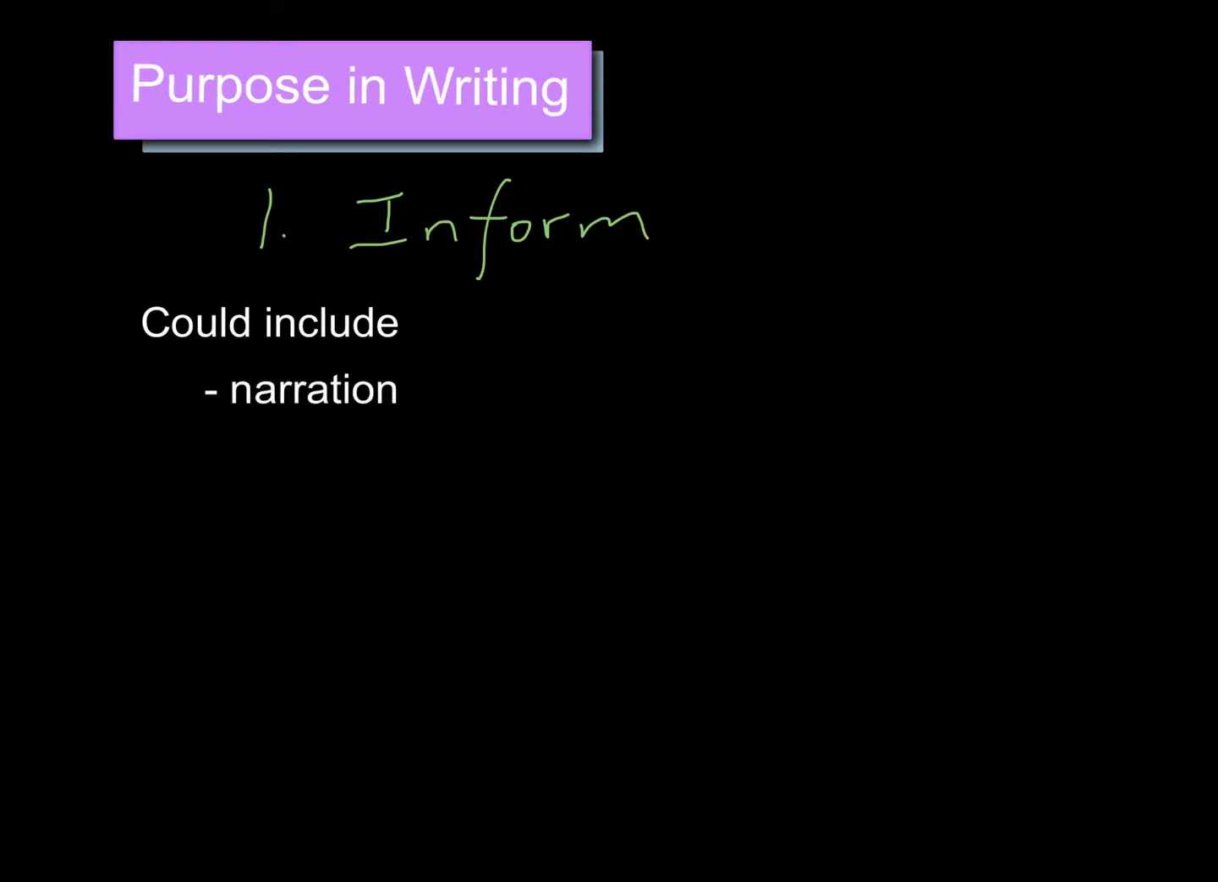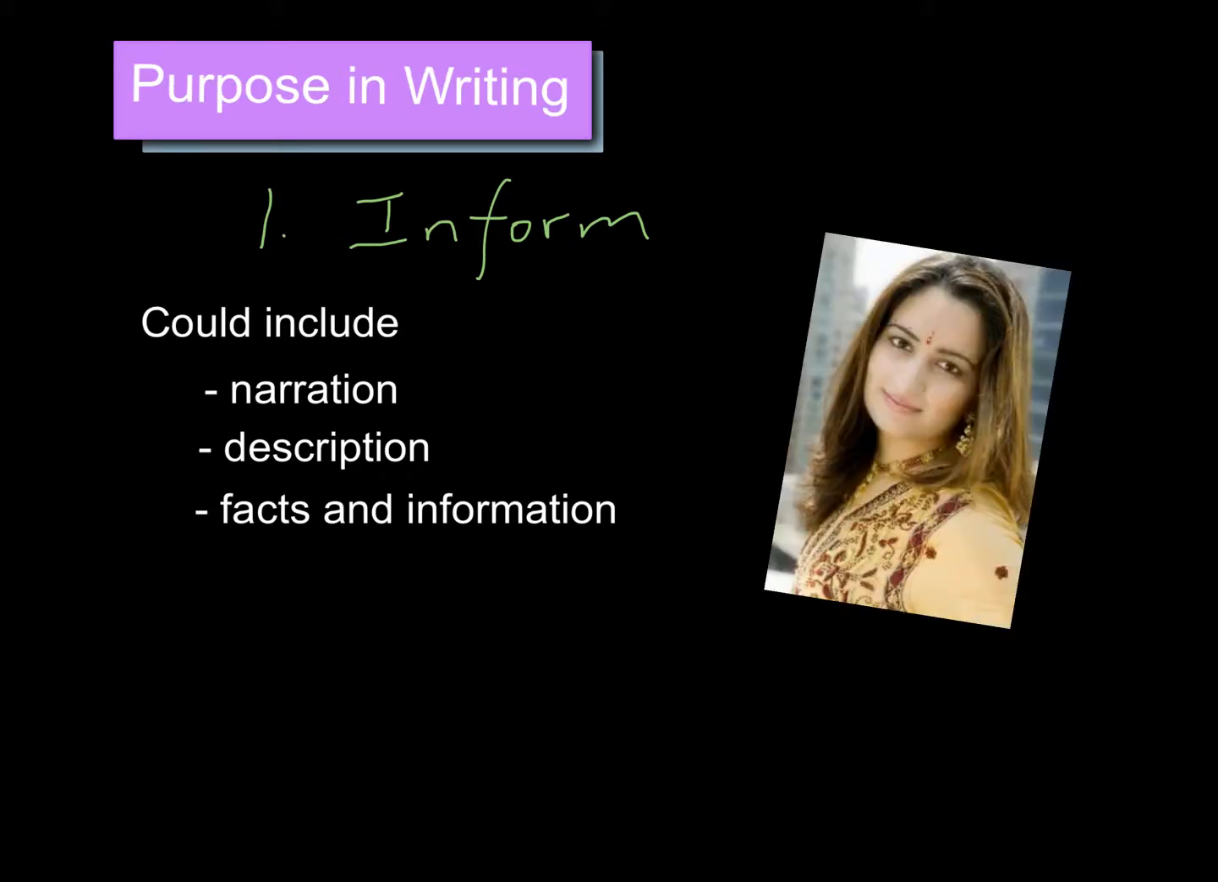So if your purpose is to inform, then what you're doing is giving the readers information they didn't know before. And that could include a lot of things. It could include narration of events or description of a landscape. It could include giving facts and information about a topic. So, for example, maybe your purpose in writing is to give readers information about customs of a particular country.